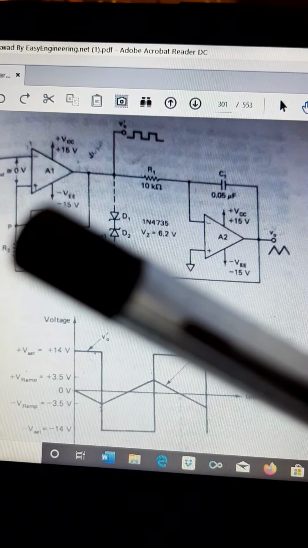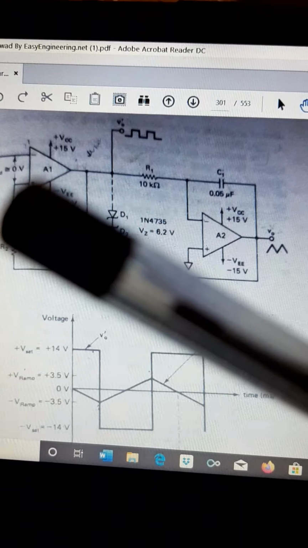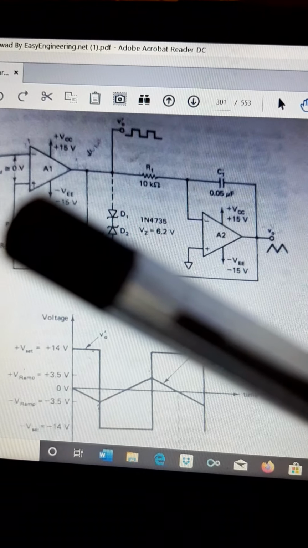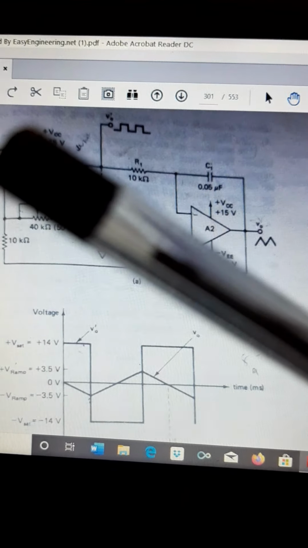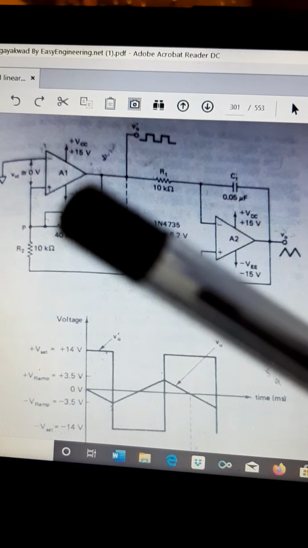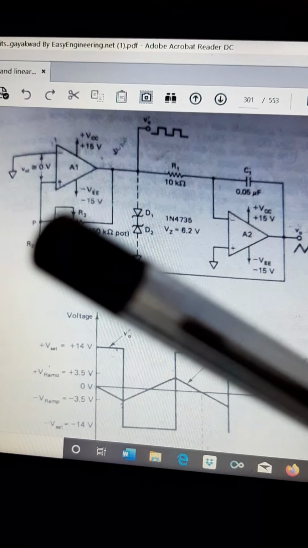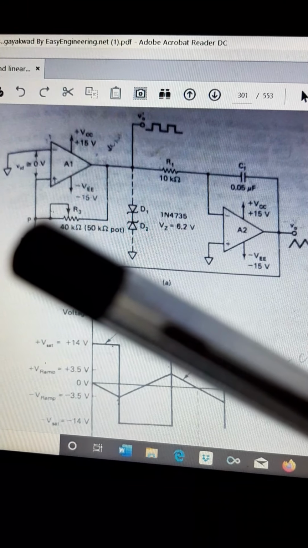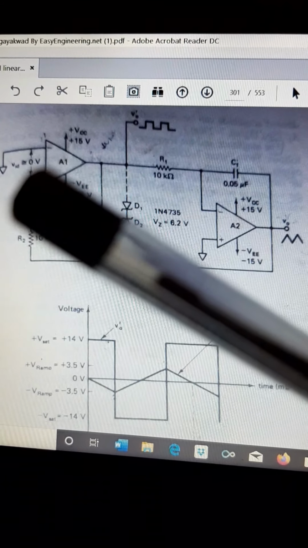So the potential at P goes to just below 0 voltage and just above 0 voltage. The voltage at P varies from slightly negative to slightly positive. So this is the waveform.